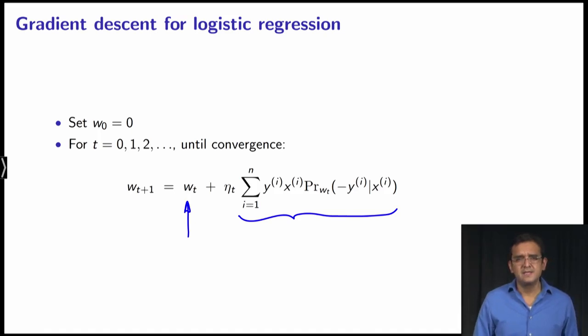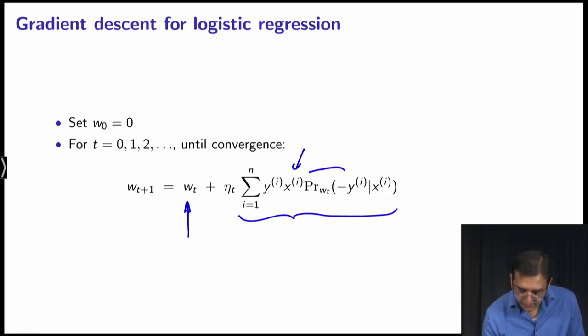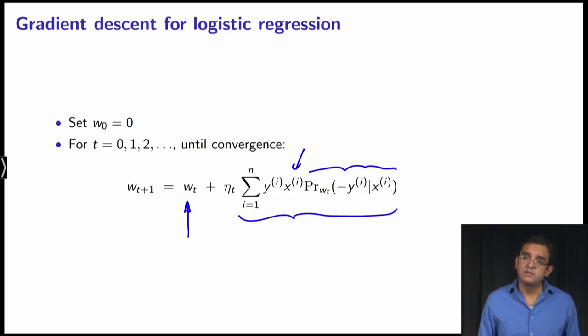So what exactly is this weighted sum? So this is the ith data point. What is this weight over here? It is the probability of the wrong label under the current parameter vector. In other words, this weight is high if we are doing badly on that data point. And this makes perfect sense. We're placing more emphasis on the points on which we're currently doing badly.